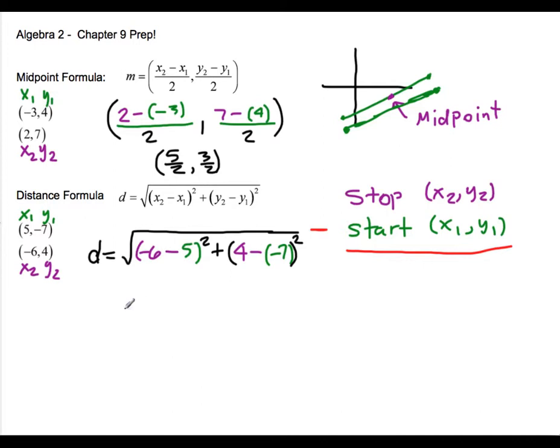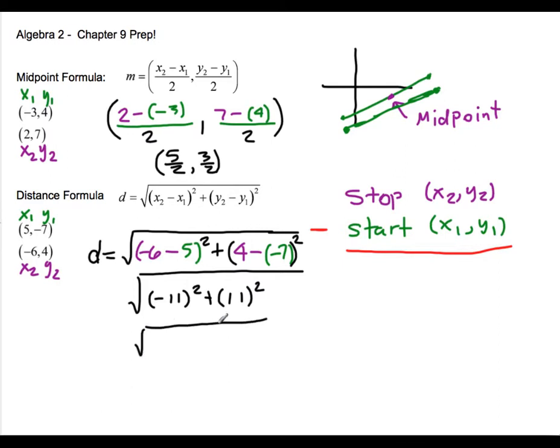We can just work it out from here. We're going to have the square root of -6 minus 5, that's going to be -11 squared, plus 4 plus 7, that's 11 squared. And anytime you square a negative number, it becomes positive. So this is going to be 121 plus 121, and the square root of 242.